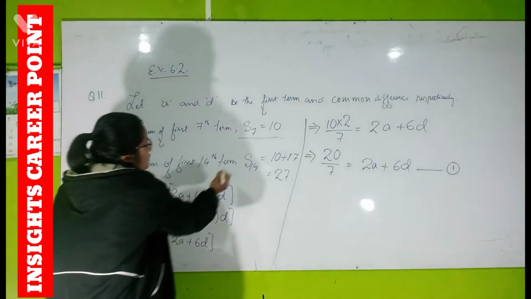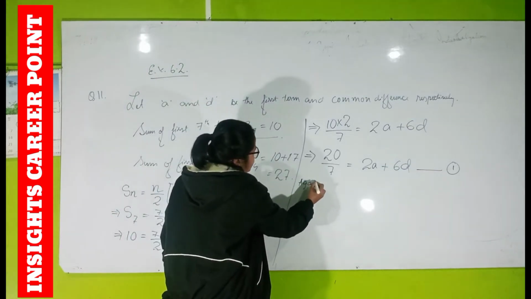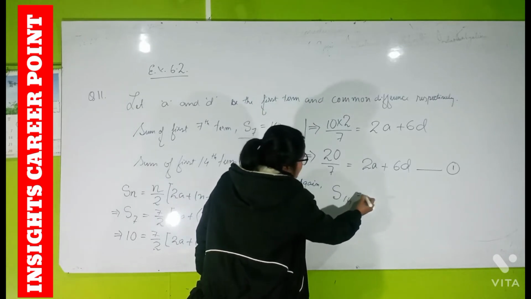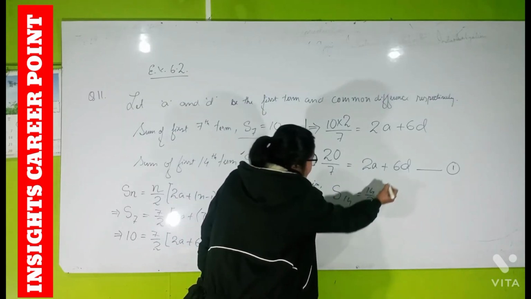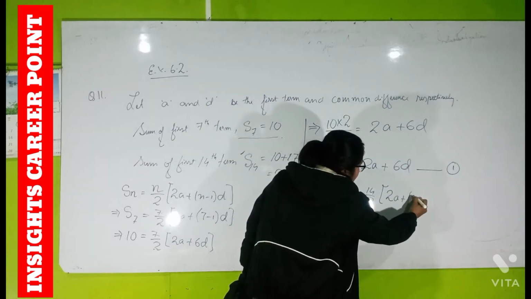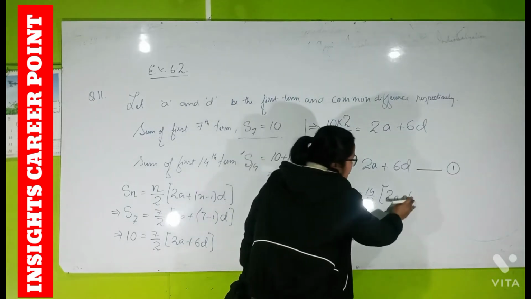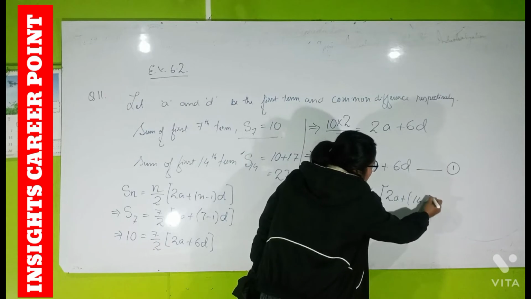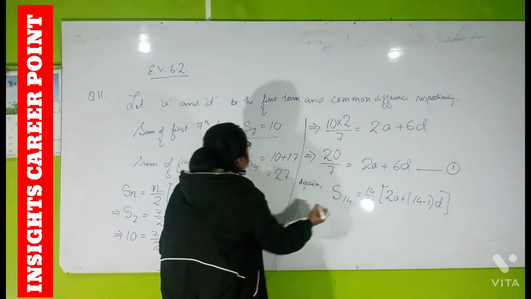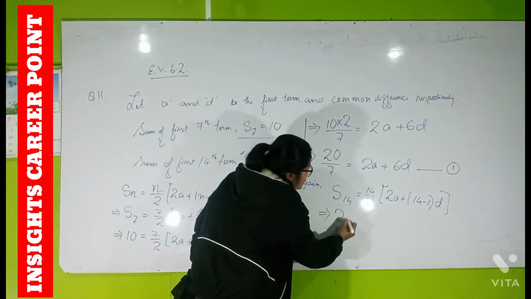And then next come to this one, S14. S14 equal to 14 by 2, twice a plus, here we get the value of n as 14, then we write here 14 minus 1 into d. What is the value of S14? Sum of 14 terms? 27. Here we have 27.